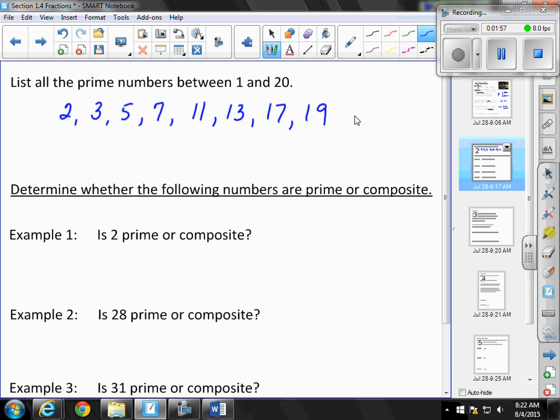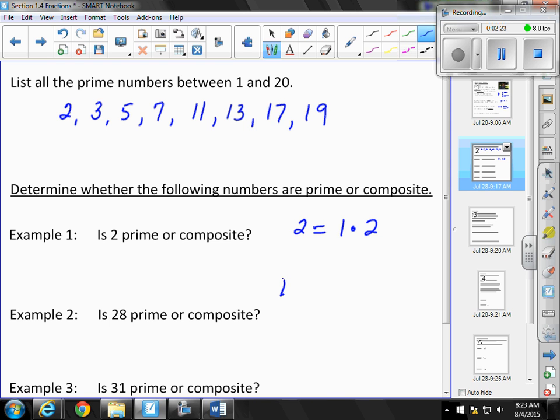If you want to determine whether a number is prime or composite, you need to see if there are any numbers other than 1 and itself that will divide evenly into that number, or that will multiply together to give you that number. 2, the only 2 factors of 2 are 1 and 2. 1 times 2, the only whole numbers I can multiply together to give me 2.